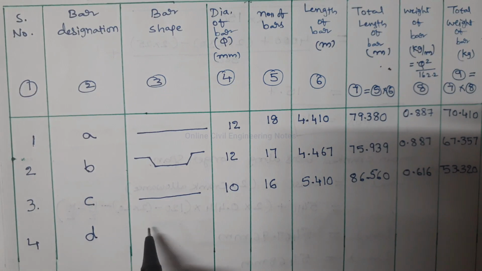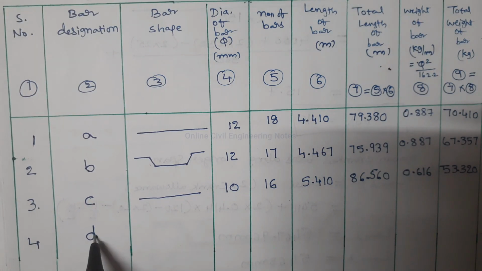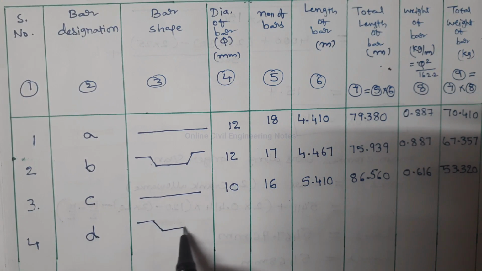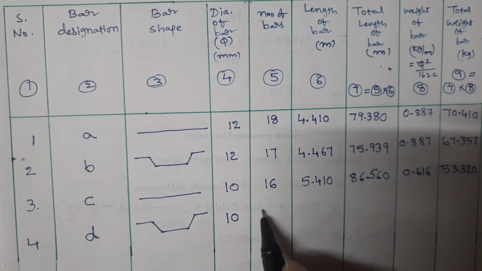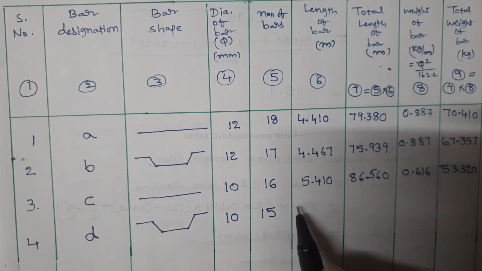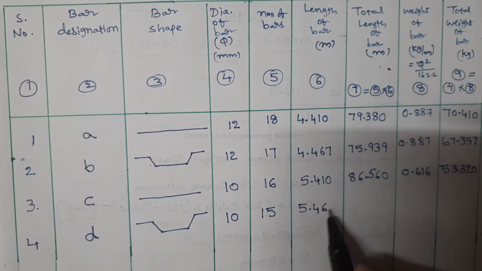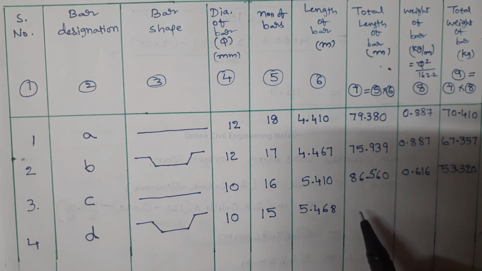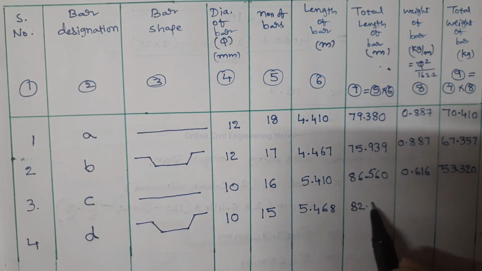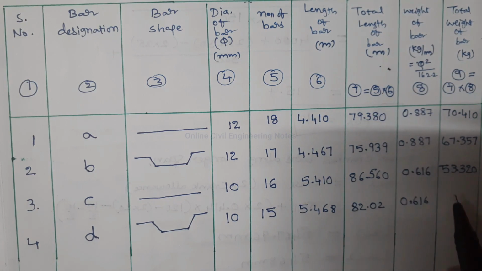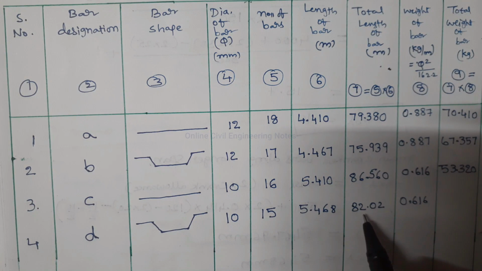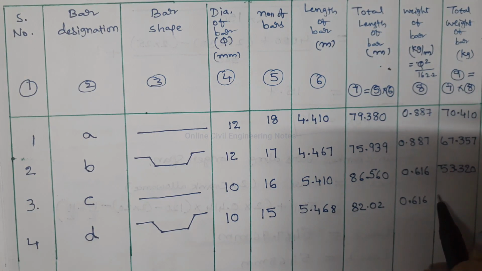Fourth bar is main cranked bar in the longer span, which is D. Diameter is equal to 10 mm. Number of bars 15. Length of one bar 5.468. Total length of bar is equal to 82.02. Weight per meter is equal to 0.616. Total weight of the bar is equal to 82.02 into 0.616, 50.524.